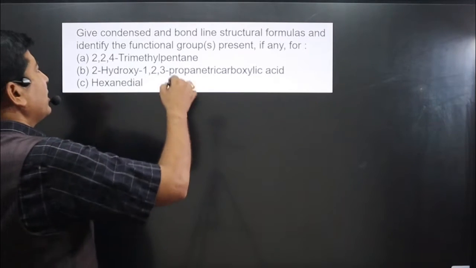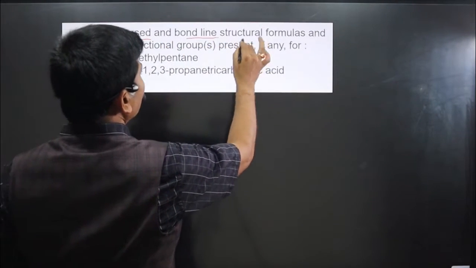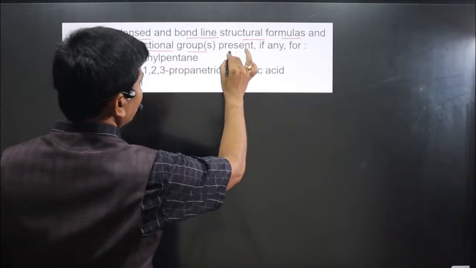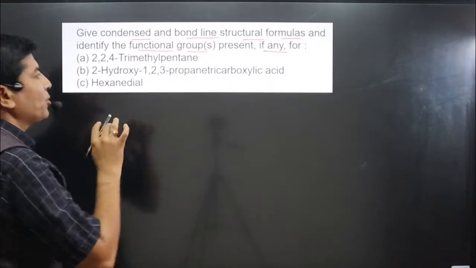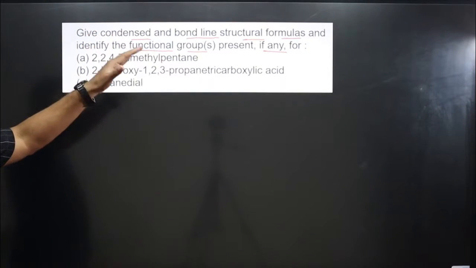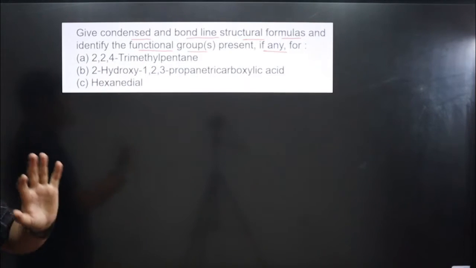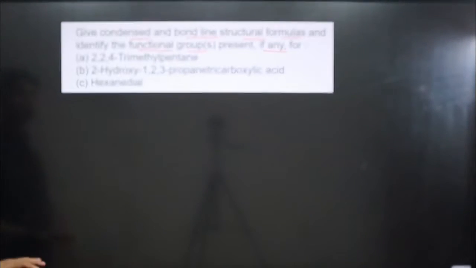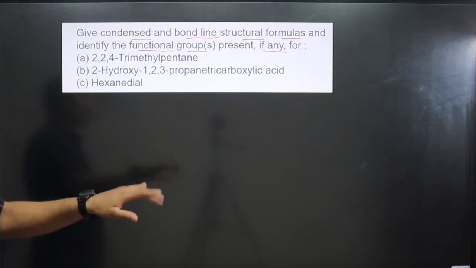The question says: give the condensed and bond line structure formula and identify the functional group present, if any, for the compounds. Three compounds are given. For them, we have to write the condensed as well as the bond line structure formula and identify the functional group if present. First one we have is 2,2,4-trimethylpentane.